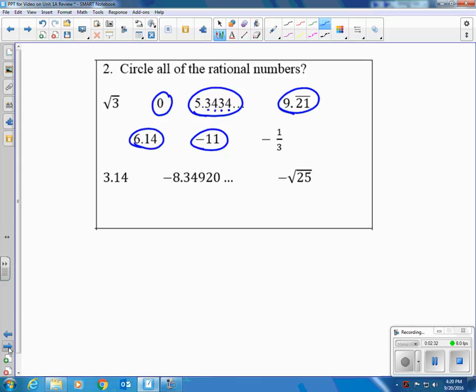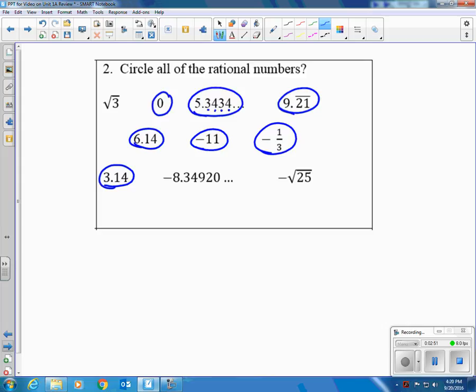This is rational because it's an integer. This is rational because it's a fraction. Even though it's negative, it's still rational. 3.14, remember, this is rational. We're not saying that's pi. That is just a decimal. 3.14, done. So that makes it a rational number.